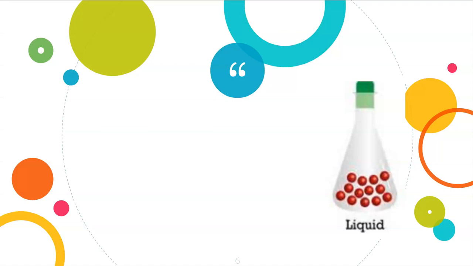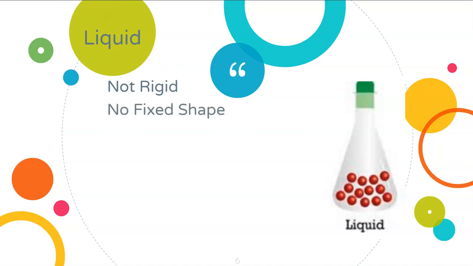The next state of matter that we are going to look at is liquid. Liquids are not rigid, meaning it doesn't take a lot for us to bend them. They won't break, so they're not rigid. They have no fixed shape either. Liquids usually will fill up whatever space there is in the container that they're in.